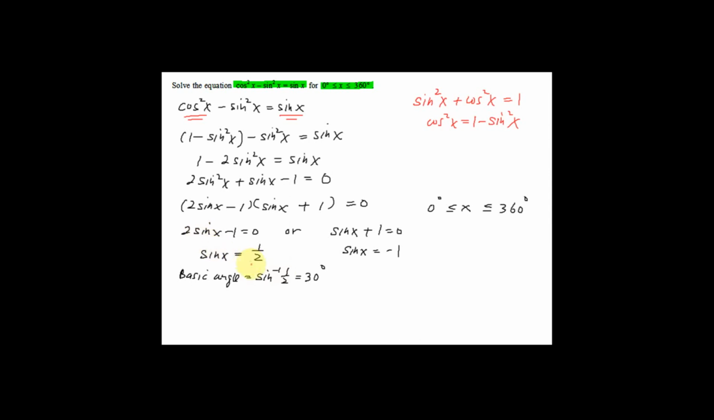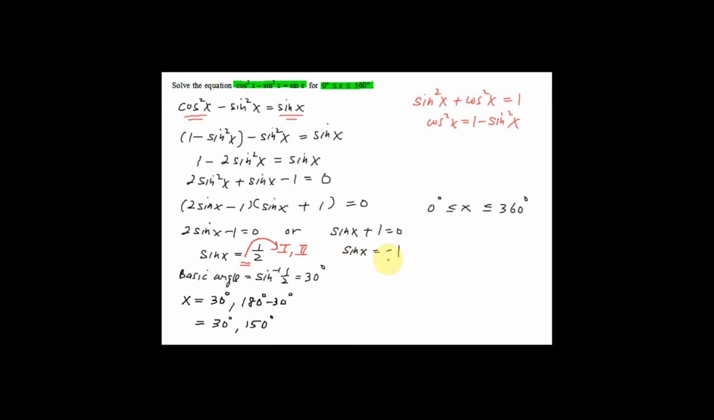Now you look at the sign of sin x, which is positive, meaning the angle should be in the first and second quadrant. So for the first quadrant, your answer will be 30. For the second quadrant, the answer is 180 minus 30 degrees. Therefore, your answer is 30 degrees and 150 degrees.